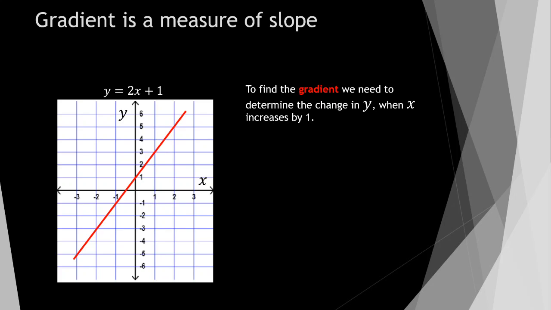Let's look at another pair of points. Let's say when x goes from 0 to 1. So I'm going to point to them here with my arrows. The y values increase from 1 to 3. And I'll circle these here.